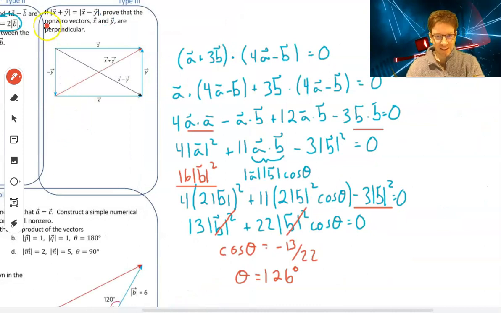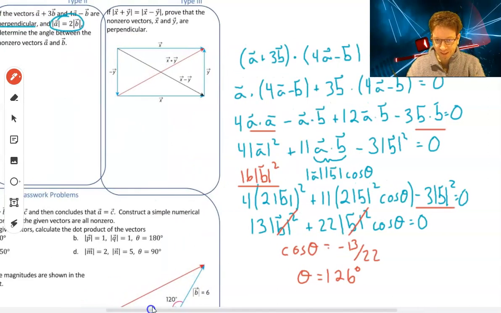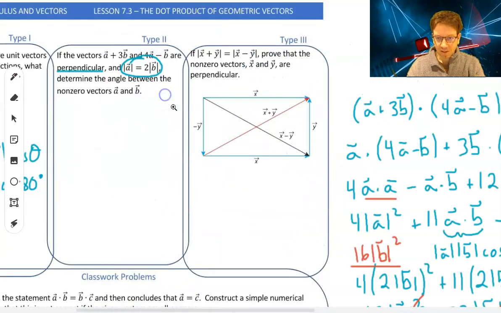All right, so the last example says if the magnitude of x plus y equals the magnitude of x minus y, prove that the non-zero vectors x and y are perpendicular. So again, whenever you hear that in a question, you should be ringing, dot product. I can use dot product. Right? So in this case, I think I might be able to fit this question in right there. Zoom in.